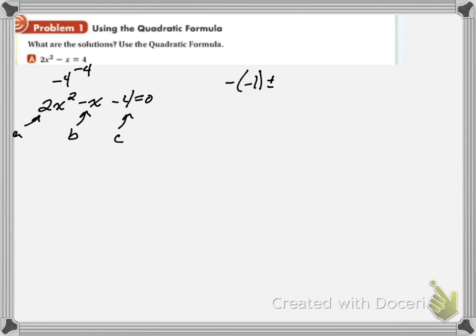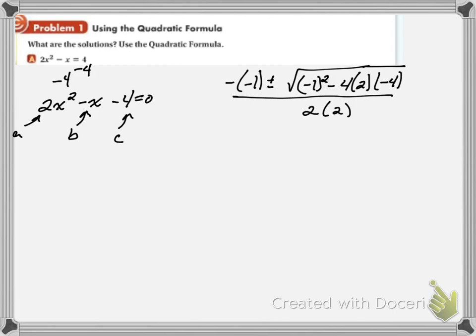So if I'm looking at this, let's go ahead and do it. First things first, let's subtract the 4. All quadratics have to equal 0. 2x squared minus x minus 4 equals 0. There's your a, the middle term's your b, the last term's your c. So you end up with negative of negative 1 plus or minus the square root of b squared minus 4 times a times c, which is negative 4, all over 2 times a.